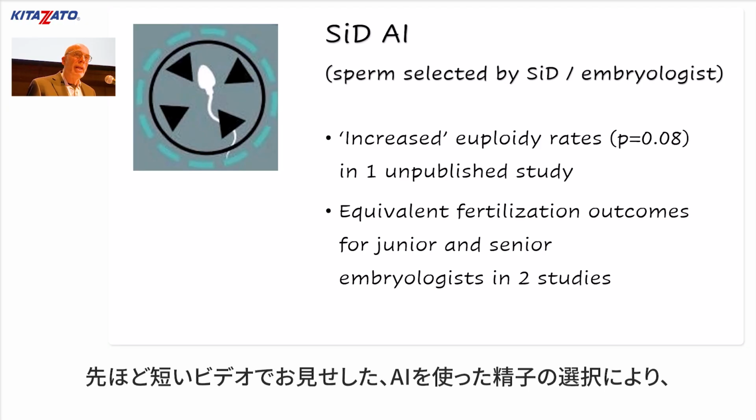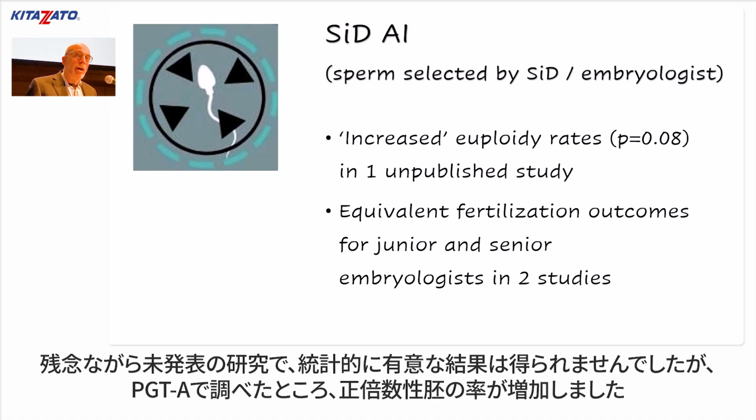When we select the sperm with this AI, using the method that I've shown you in that short video, one unpublished study, which unfortunately never reached statistical significance, showed that it increased euploidy rates in a program that does both PGT-A as well as SiD.